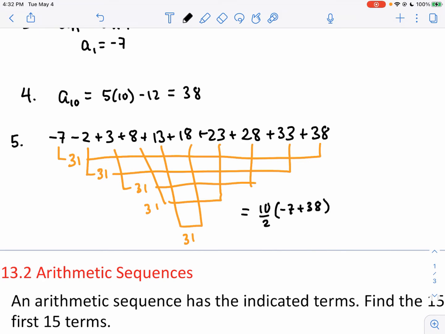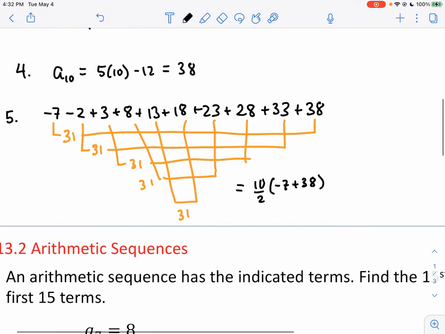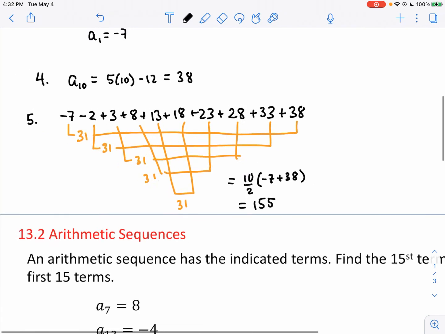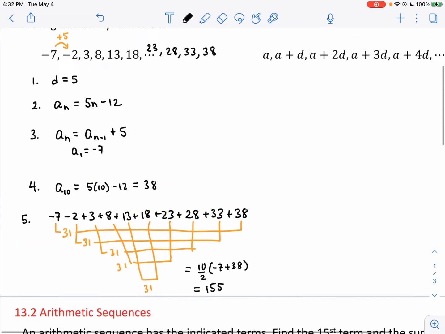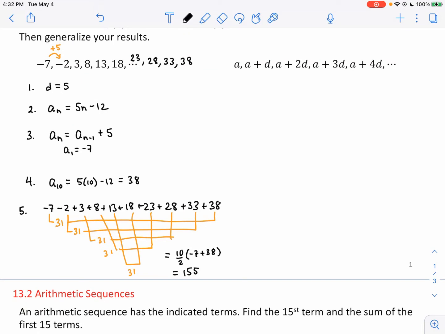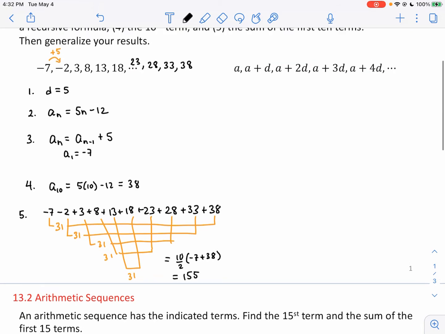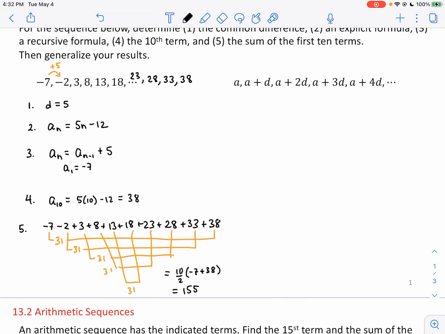This seems like a satisfactory way to find the sum of the first 10 terms. And so this would give us 31 times 5. That's 155. I leave it to you to pull out a calculator and confirm this answer. Now we're going to generalize our results.